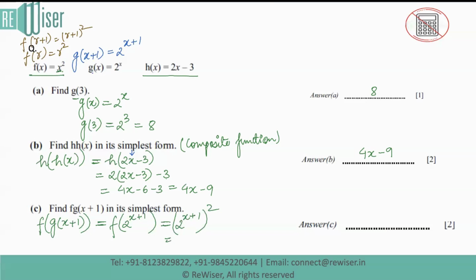So I can write that 2 to the power 2 times of x plus 1. This can be written as 2 to the power 2, which will give us 4 to the power x plus 1. So our answer can be written as 4 to the power x plus 1.